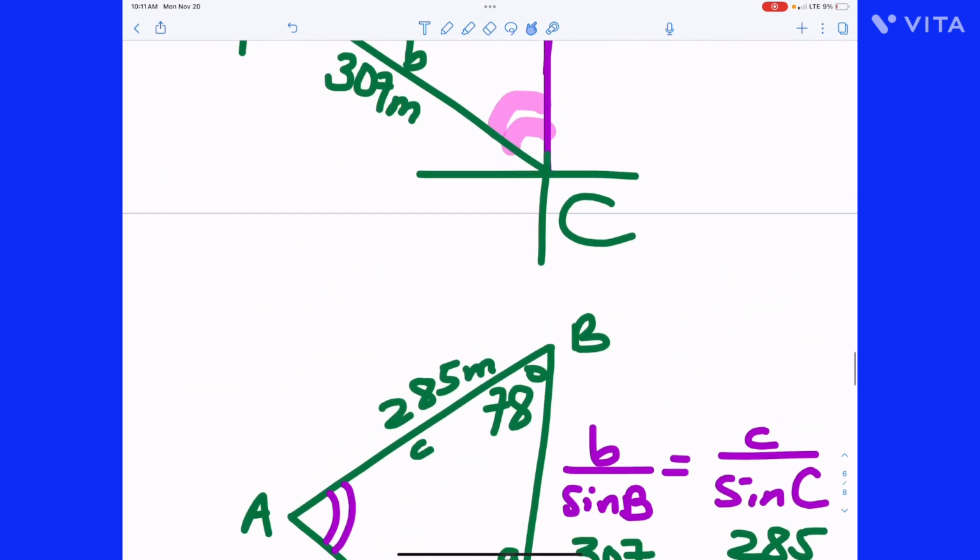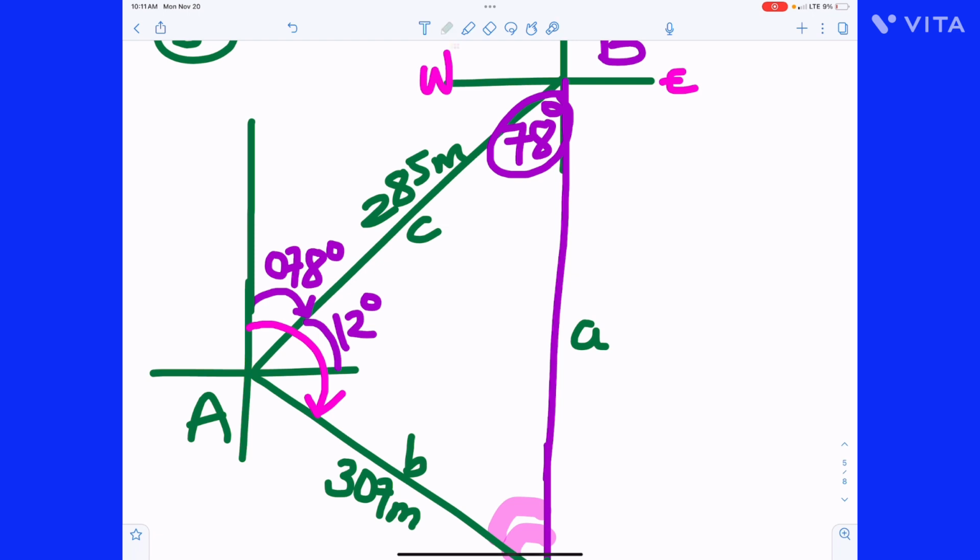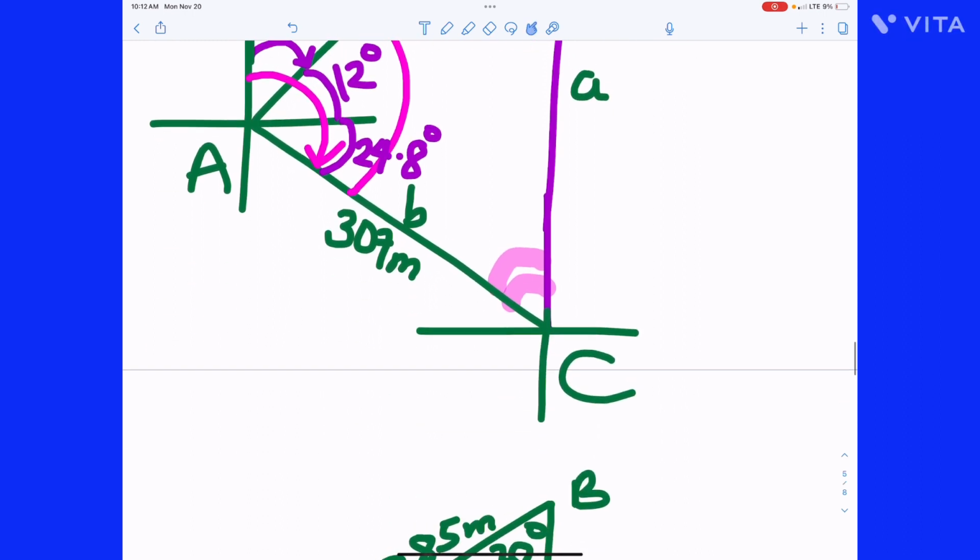Now, if we know this whole angle as 36.8 and we know this part as 12, the remaining part is going to be 36.8 minus 12. What does that give us? That will give us 24.8. So this part is 24.8 degrees. Knowing that part will help us get our bearing of C from A.